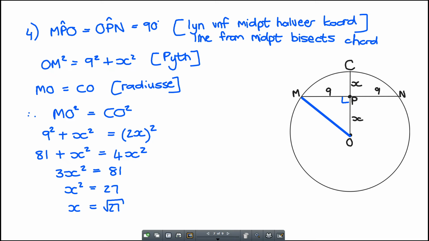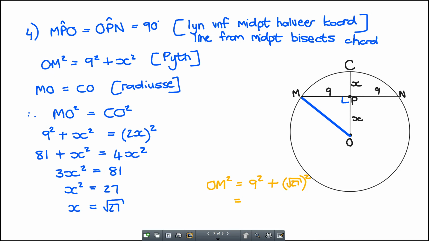Nee, is julle reg? Everyone fine so far? Okay. Nou het ek vir x. The question says, calculate the length of OM. Met ander woorde, OM squared, we said just now, would be 9 squared plus, en in plaas van x kwadraat, gaan ek nou sê, vierkant wortel 27 kwadraat. So can you see I'm just substituting in my x value?